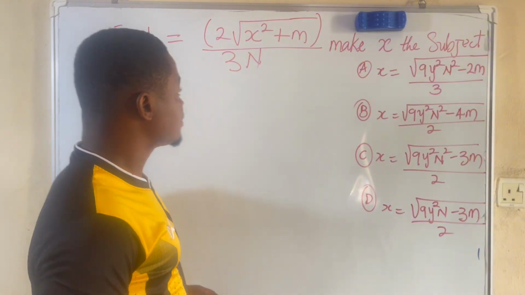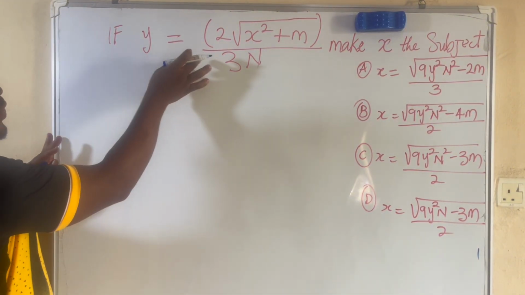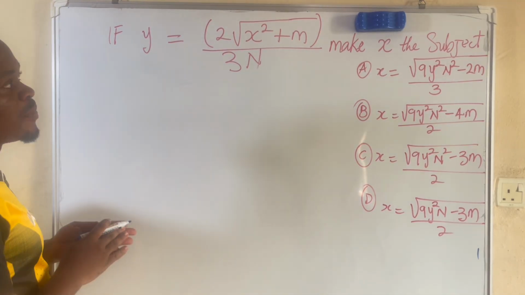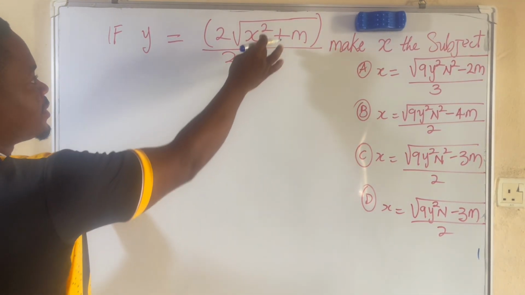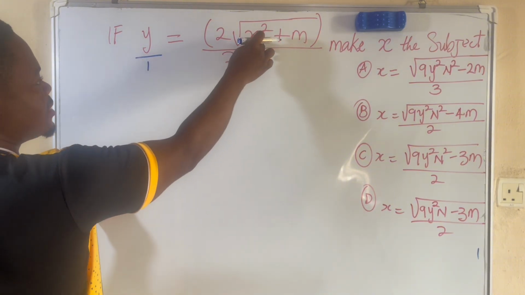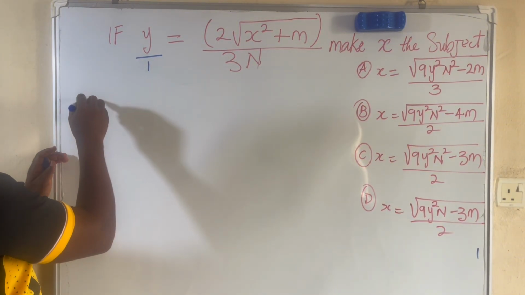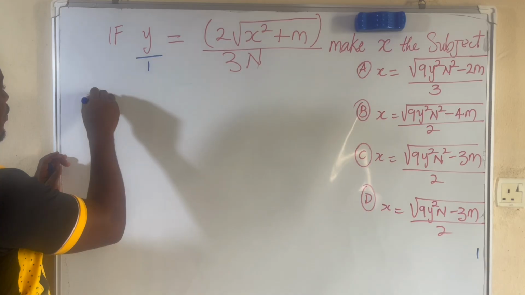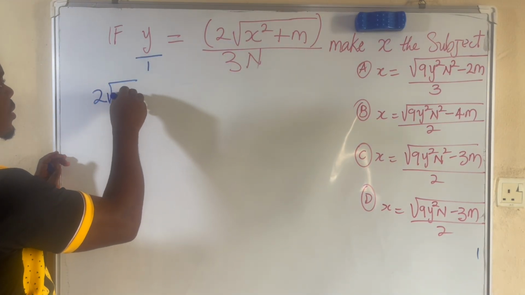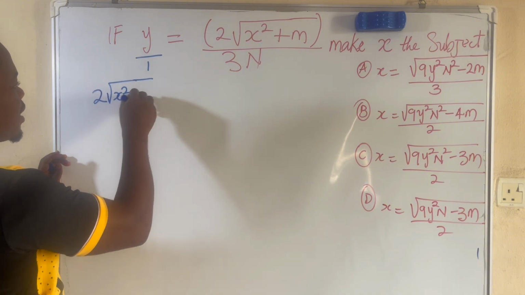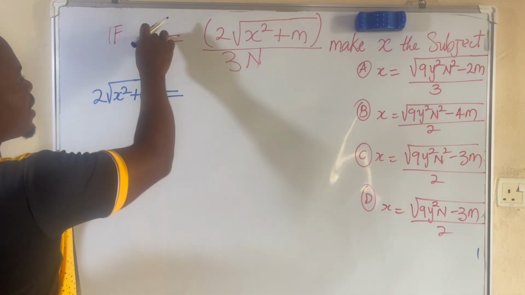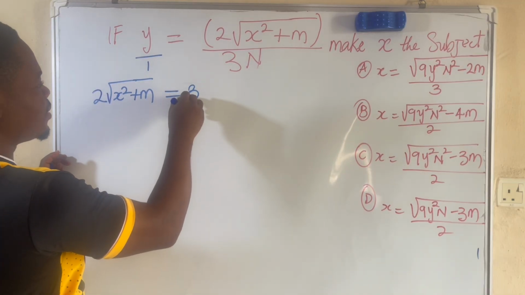To do this, the first thing we are going to do here is to cross multiply. So if we cross multiply, let's say this multiplying, this is over 1 here. This multiplying 1, we will have 2 root x squared plus m, equal to this multiplying this, we will have 3yn.